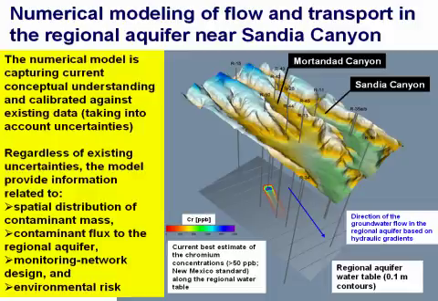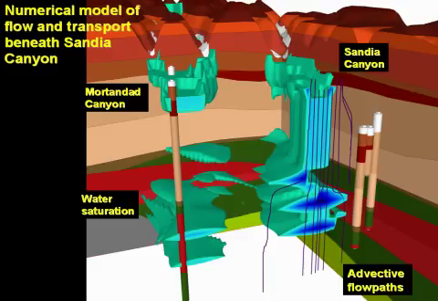On this slide, again, here is Sandia Canyon, here is Mortandad Canyon, here are all the wells which we have in the area, and here on the bottom is the regional water table and the best estimate of the chromium plume based on the modeling in the area. And this is the general flow direction in the regional aquifer.